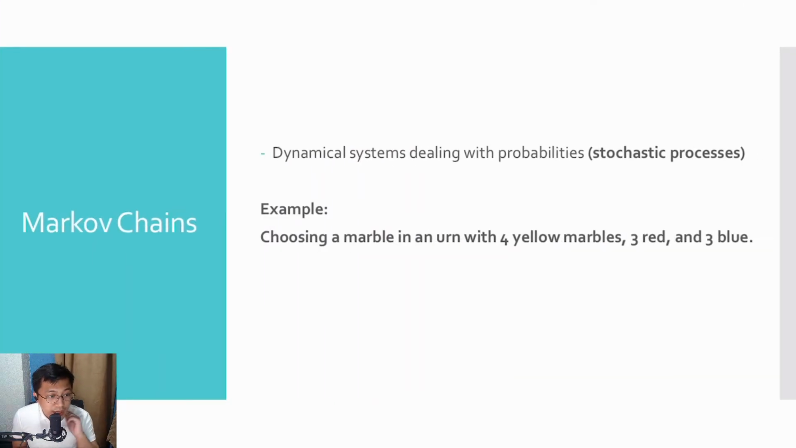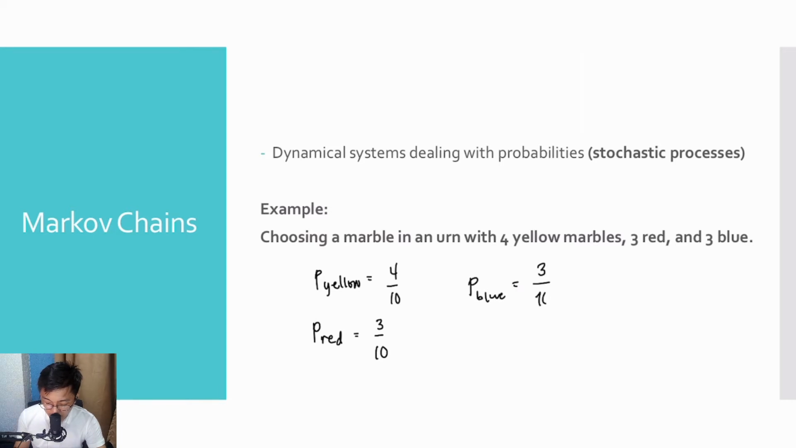Okay, now we'll introduce what a Markov chain is. Dynamical systems that deal with probabilities are called stochastic processes. So what are these stochastic processes? For example, we have a marble in an urn with 4 yellow marbles, 3 red, and 3 blue. What's the probability that we get a yellow? We can just say that we have a 4/10 probability. And what's the probability of getting a red? We have 3/10, and the probability of getting a blue is just 3/10.